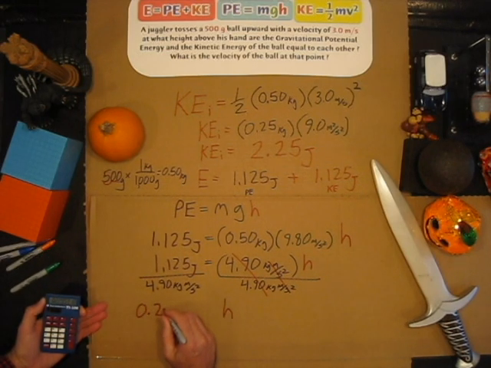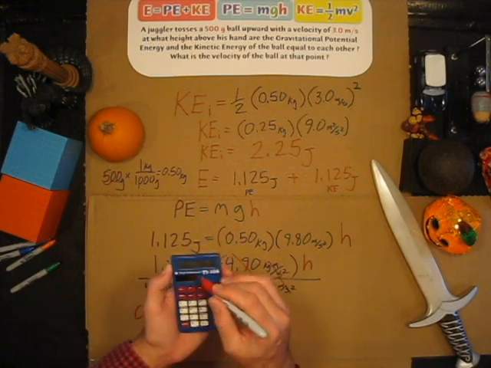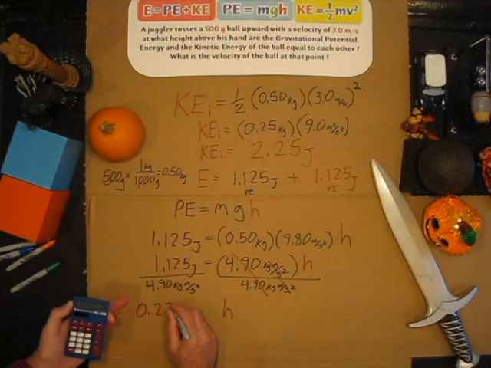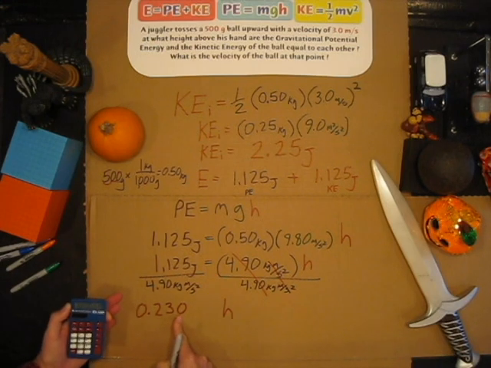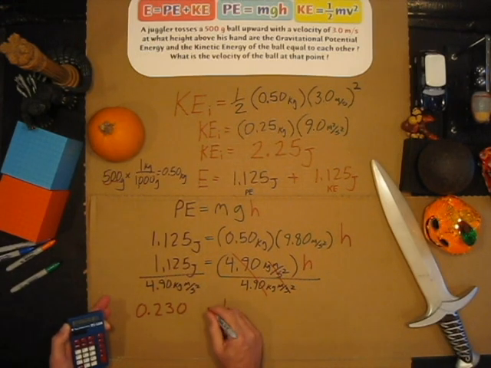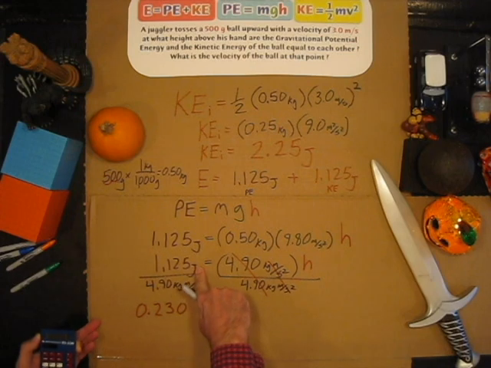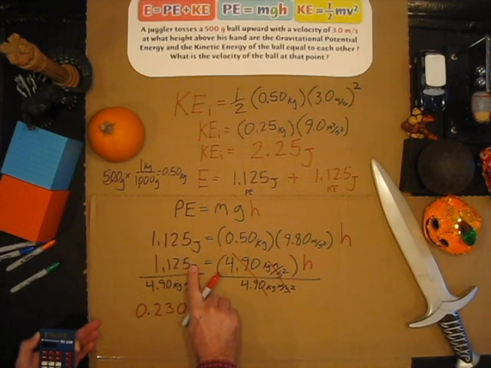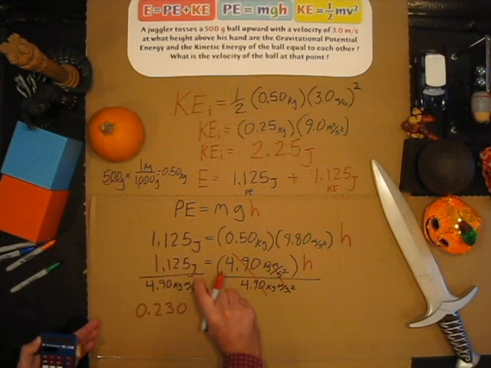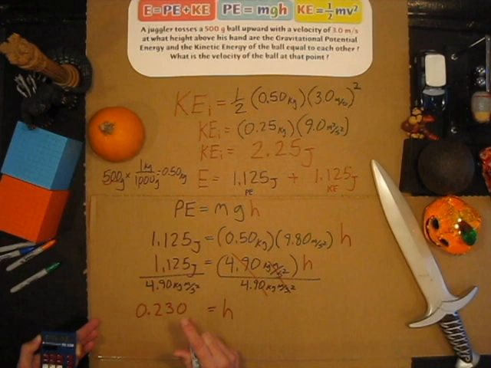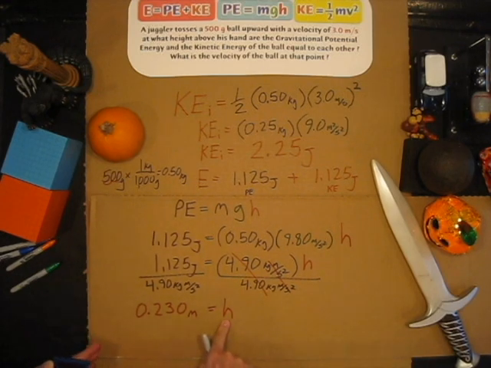0.2, and then it's 295. So I'm going to round it to 30, because we do want to keep that digit here. And then what's going to happen with my units here? Well, joules are kilogram meters squared per second squared. I'm dividing by kilogram meters per second squared. So everything's going to cancel out of that joule except for one of the meters, which is exactly what we want because height had better be in meters.